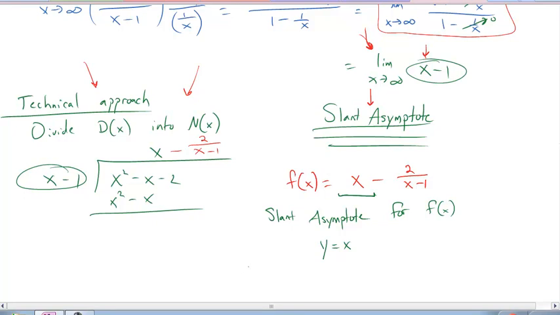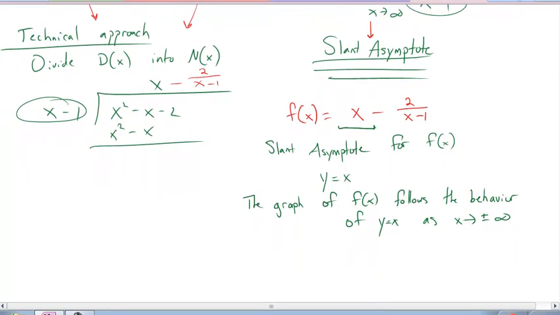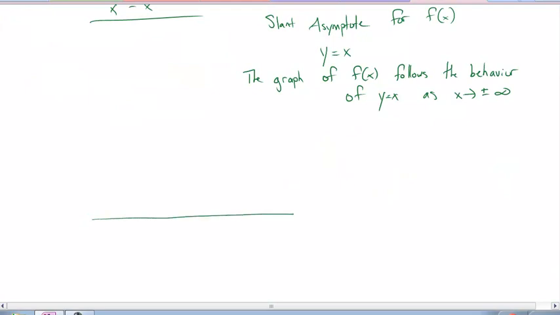Now what that means is that the graph of f of x follows the behavior of y equals x as x approaches either positive or negative infinity, meaning that it should essentially look like a line. Right? The reason we call it a slant asymptote is that the graph should begin looking like it follows the line y equals x the farther out it goes towards positive or negative infinity. So instead of drawing a horizontal asymptote for our graph, we're going to draw the line y equals x as part of the graphing process.